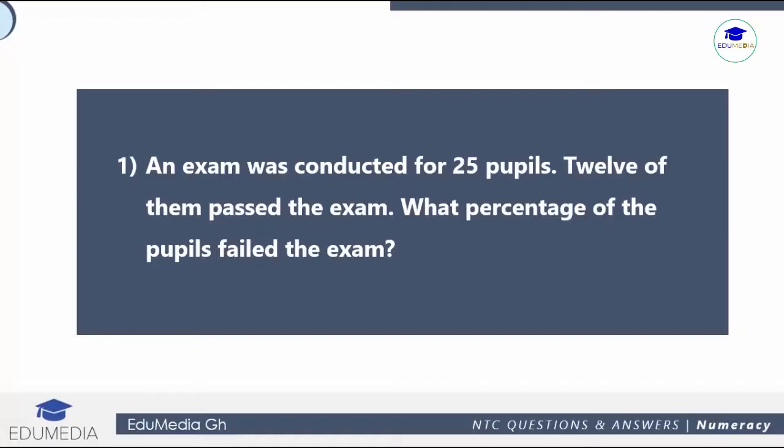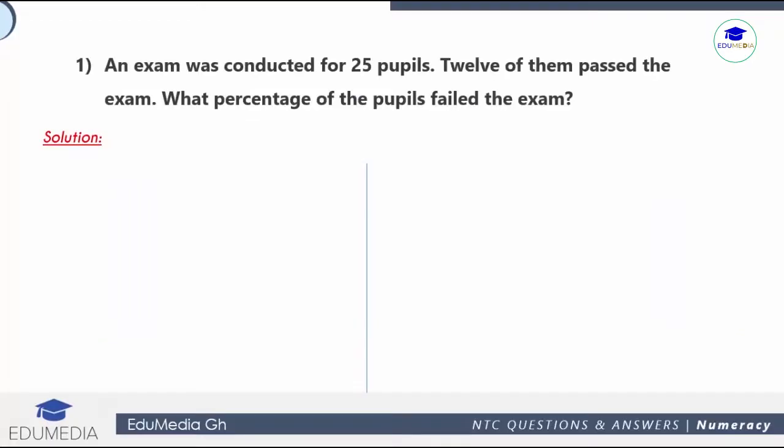From the question we know very well the total number of pupils in the class, that is 25 pupils, and we also know the number of pupils that passed the examination, that is 12. With these two values, we should be able to get the number of pupils that failed the examination. So we have 25 as the total number of pupils in the classroom, and 12 as the number of pupils that passed the examination.